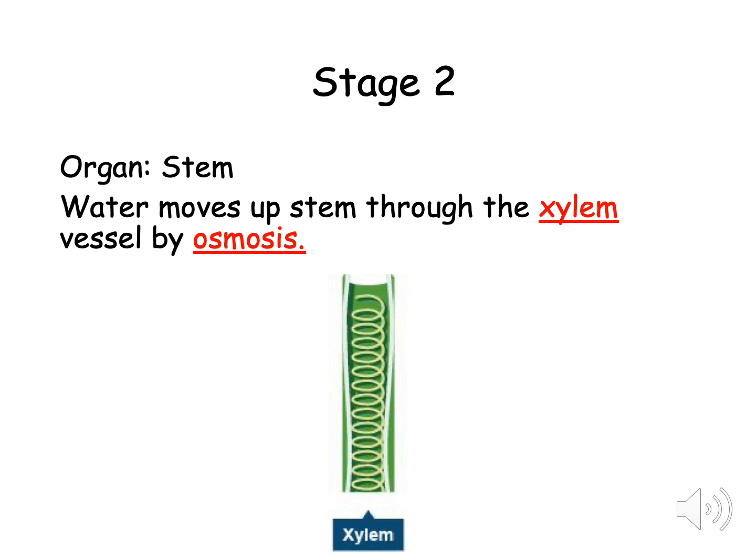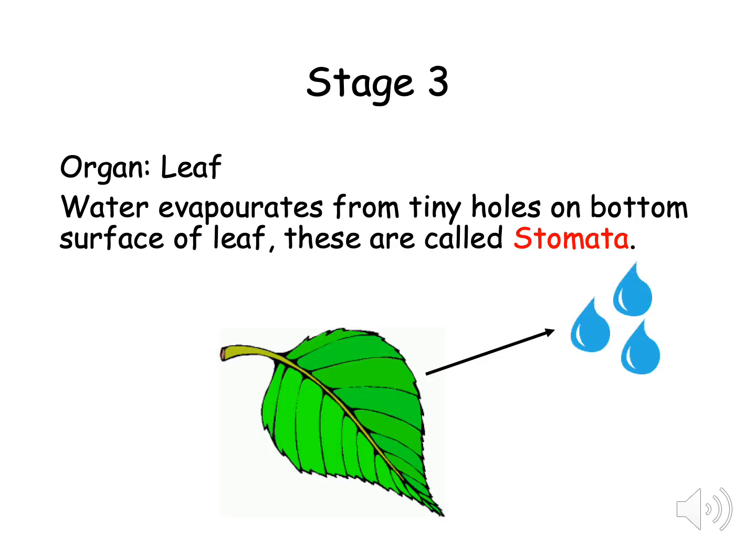Stage 2 occurs in the stem. Water moves up the stem through the xylem vessel. This is also by the process called osmosis, so it's just water movement. And the final stage occurs in the leaf. This process is called evaporation. The water evaporates through tiny pores on the bottom of the leaf, and they are called stomata.